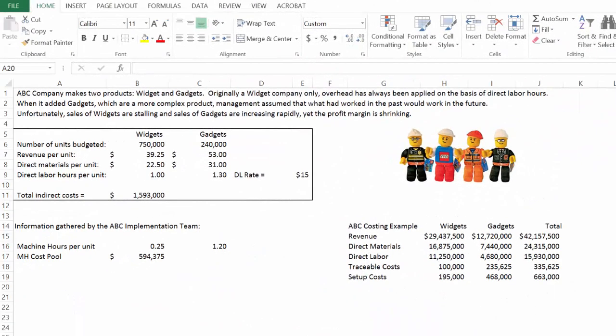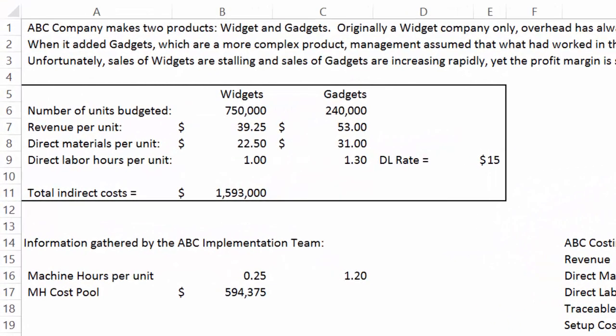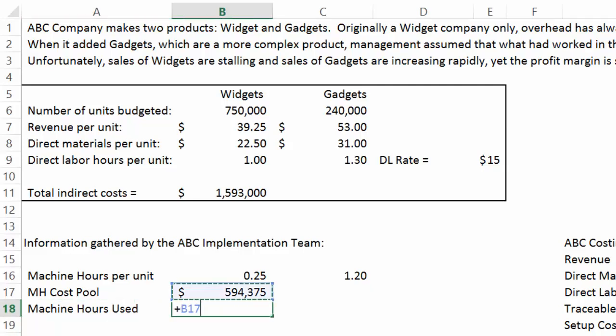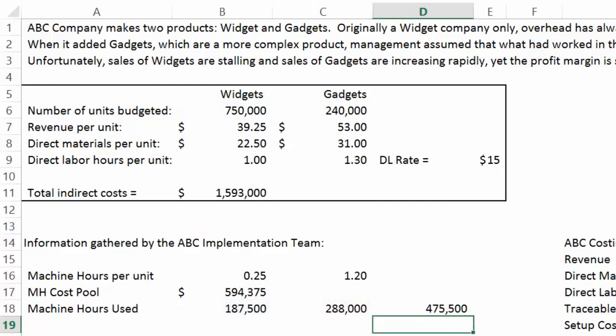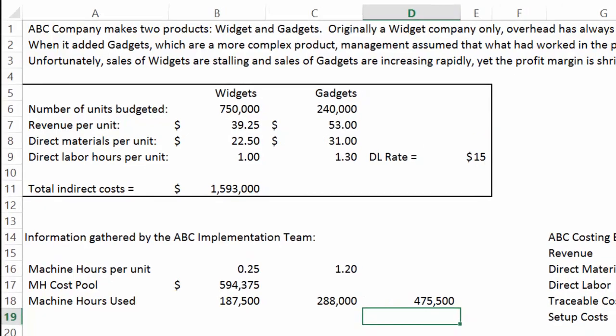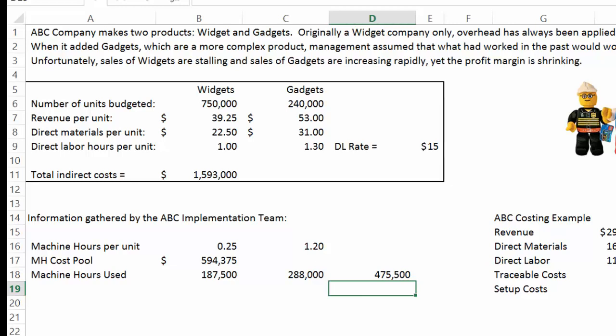Okay, we still haven't accounted for all of the overhead. So let's look at the information our ABC implementation team found out about machine hours per unit. Widgets take 1/4 of an hour a unit, and gadgets take 1.2 hours a unit, and the total costs assigned to the machine hour cost pool is $594,375. So let's go ahead and figure out the total number of machine hours used, and this is going to be by taking our widgets times our hours, and then we can copy that over for our gadgets, and we can sum that. So we're going to use a total of 475,500 machine hours during a year's worth of production.